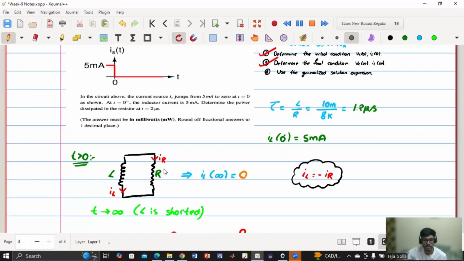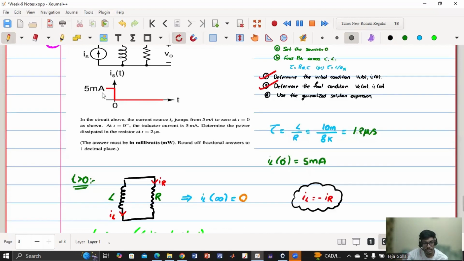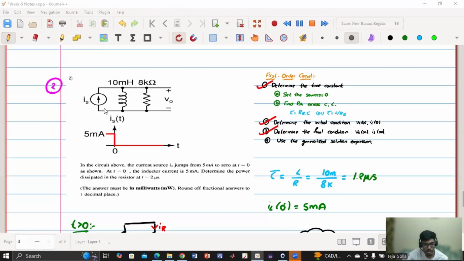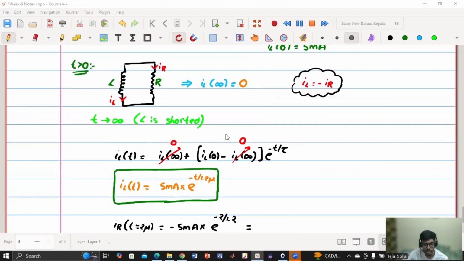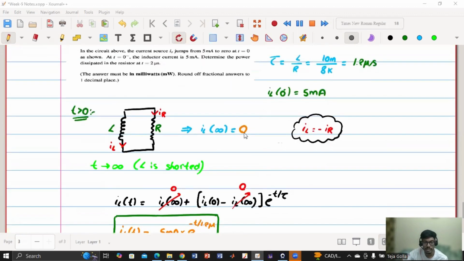The waveform that is shown in the red color is showing that at t equals to zero we have 5 milliampere, but beyond that, at t equals to zero plus or something, the current is zero in the circuit. So how can there be power dissipation, if the current is zero? But at t equals to zero, inductor current is 5 milliampere. So at t equals to zero, this inductor is having 5 milliampere, and this needs to get dissipated. So that's why IL of zero is 5 milli, and IL of infinity is zero.